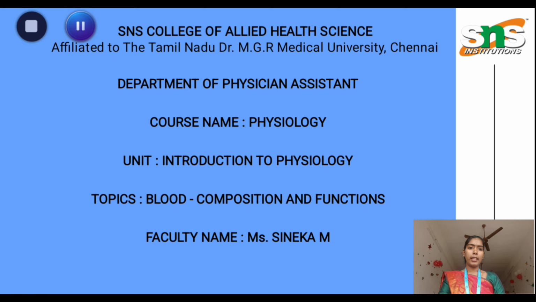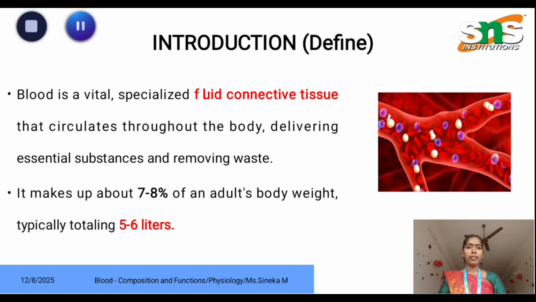Today we are going to see about blood composition and functions. Introduction. Blood is a vital specialized fluid connective tissue that circulates throughout the body. There are many types of connective tissue in our body such as loose connective tissue, dense connective tissue, and specialized connective tissue. Blood is one of the specialized connective tissues because it is in the fluid form. So it is called fluid connective tissue, and it circulates throughout the body.